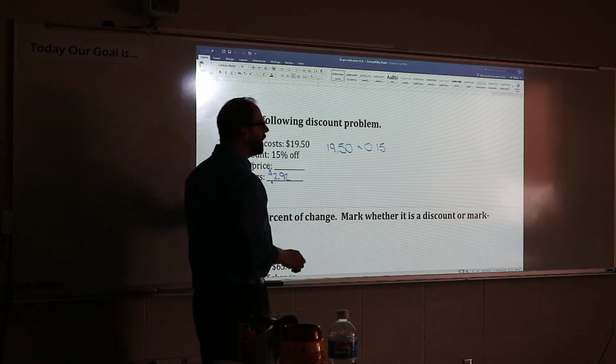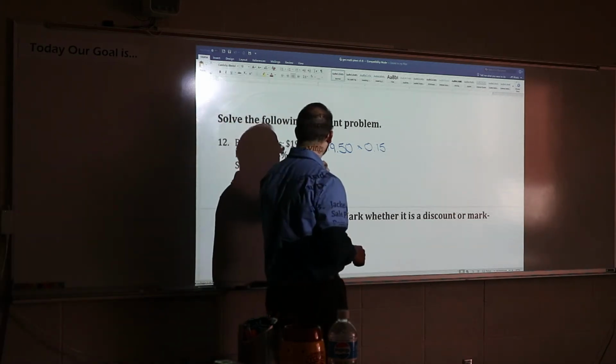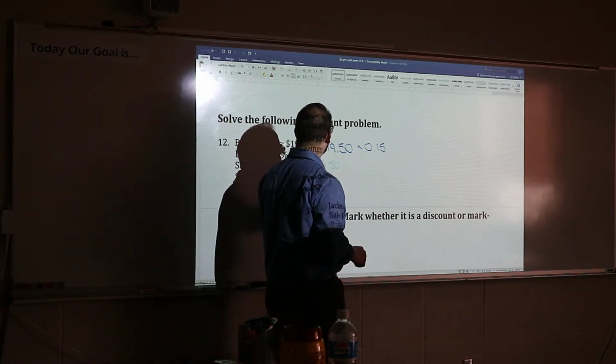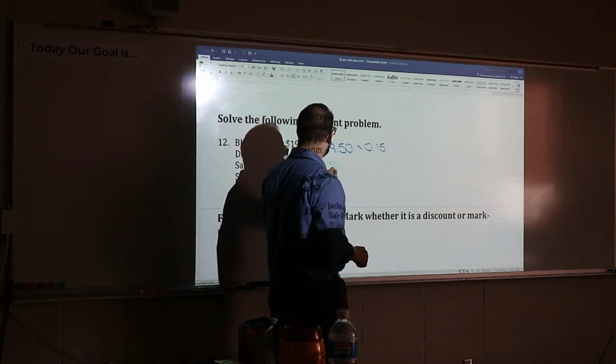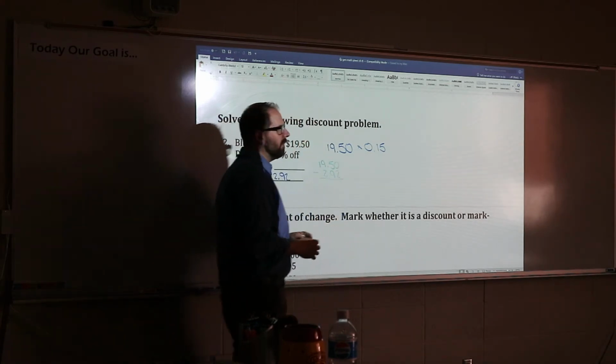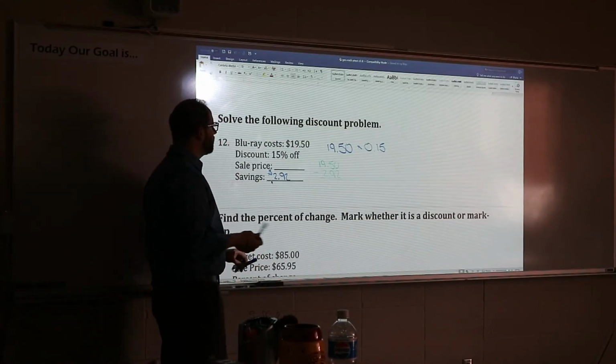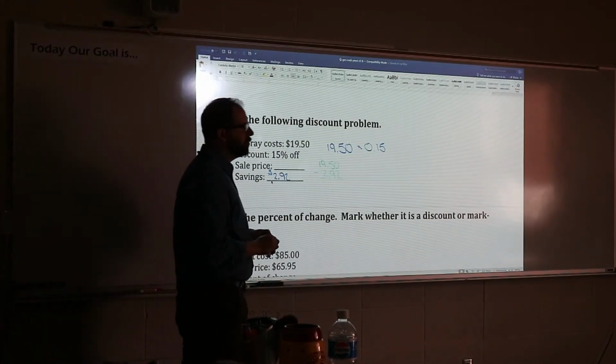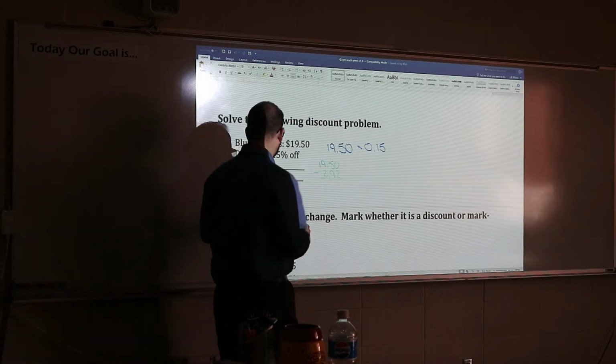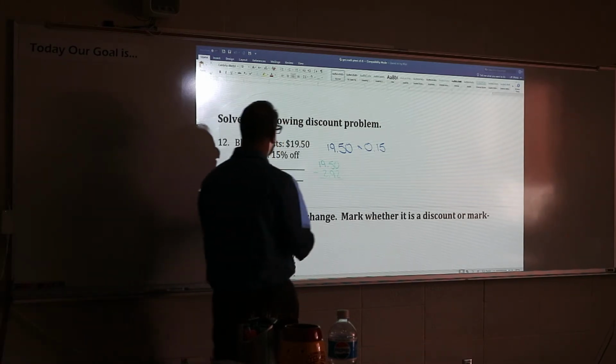All right, so to find the sale price, you take your 19.50 and you're going to subtract the 2.92 on your calculator, and that'll give you your sale price. It's not gonna be very cheap. It's probably in that $17, $16 range. 16.58. That makes sense.